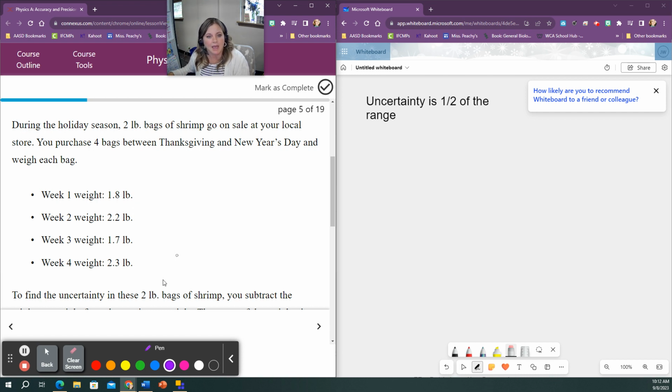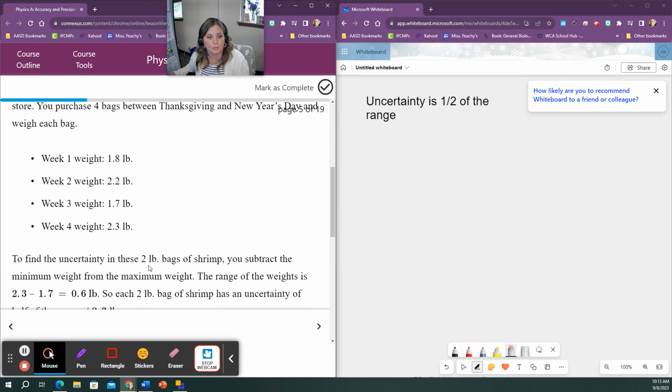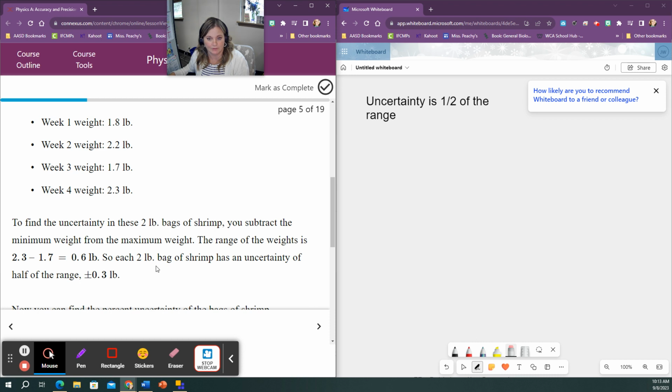So you purchase 4 bags of shrimp, and they don't make them exactly the pounds that are listed. It's usually a range, right? So you have 4 different bags. The first bag weighed 1.8 pounds. The second bag weighed 2.2 pounds. The third bag weighed 1.7 pounds, and the fourth bag weighed 2.2 pounds. Remember that uncertainty is half of the range. So our range is between 2.3 and 1.7.